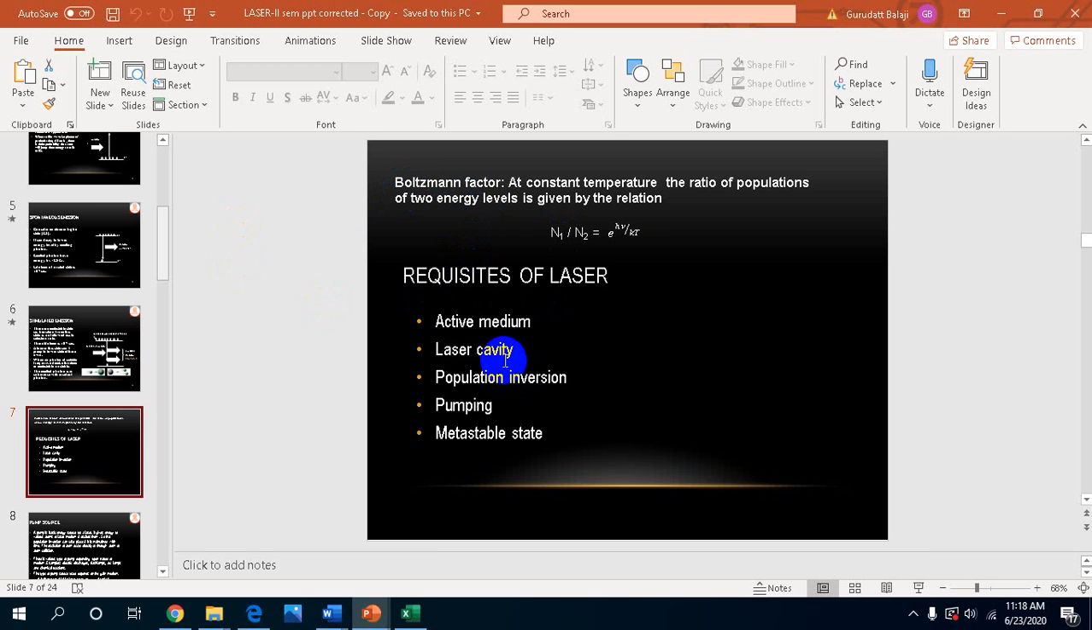Now let us try to understand the basic requisites of the laser. The essential requisites of the laser are active medium, laser cavity, population inversion, pumping, and metastable state. These are the things let us try to understand in detail one after another.